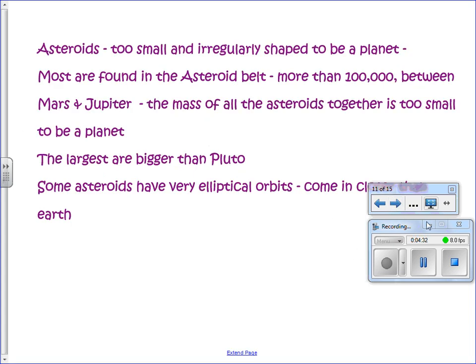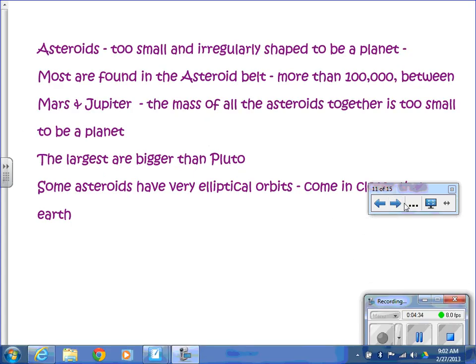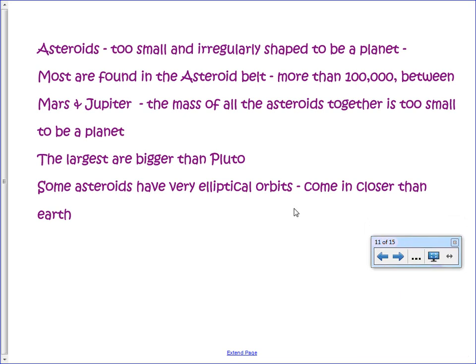Next, we'll talk about asteroids. We've talked about asteroids a fair amount already. Asteroids are too small and irregularly shaped to be a planet. Most of them are found in the asteroid belt. There's more than 100,000 of them there. This is between Mars and Jupiter.